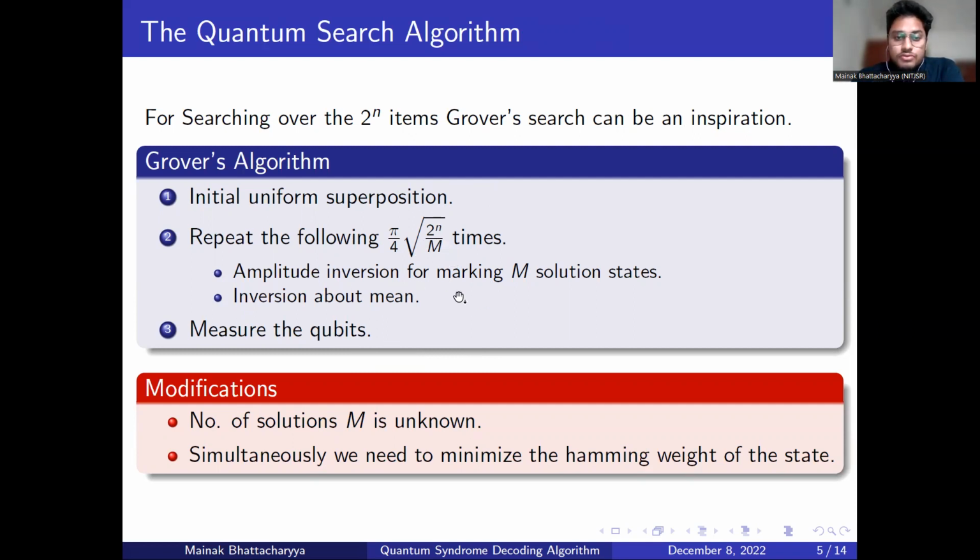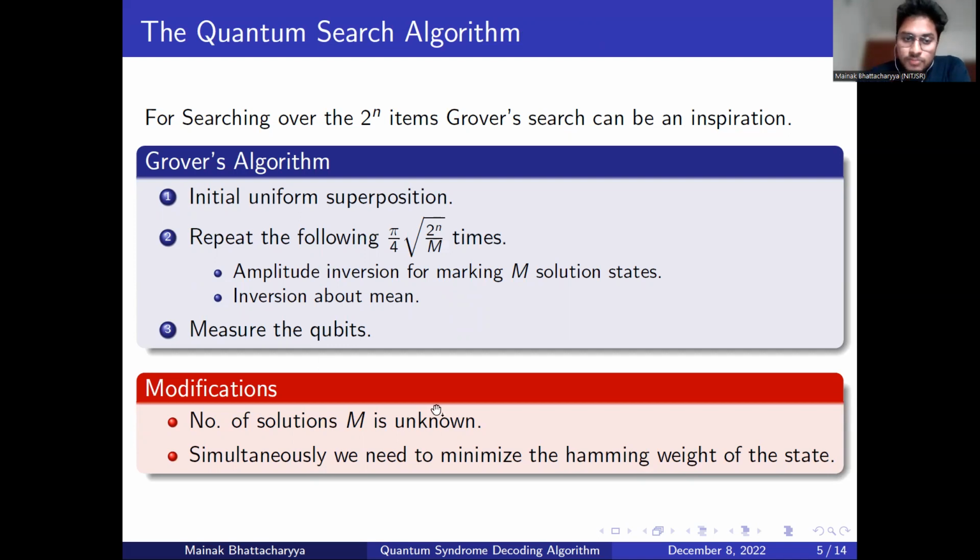And the amplitude inversion basically marks the solution states. Due to the amplitude inversion, when we do the second step of the Grover algorithm, that is inversion about the mean, the inverted amplitudes will get amplified, and the non-solution states, as their amplitudes haven't been inverted, will get reduced. In this way, we have modified the probability of the solution state occurring at the output.